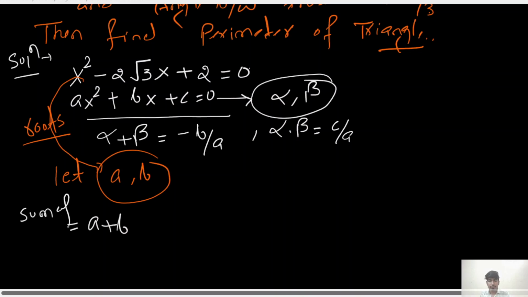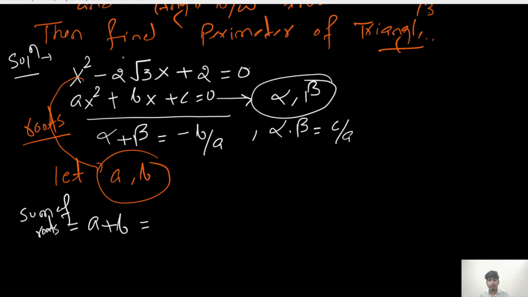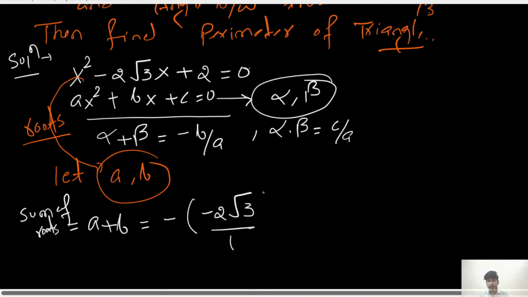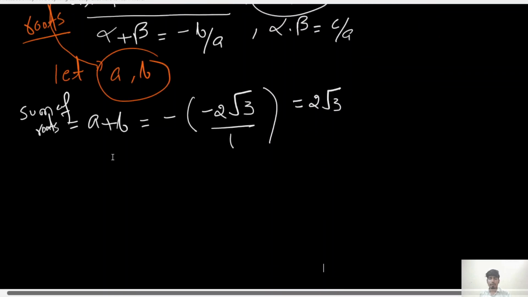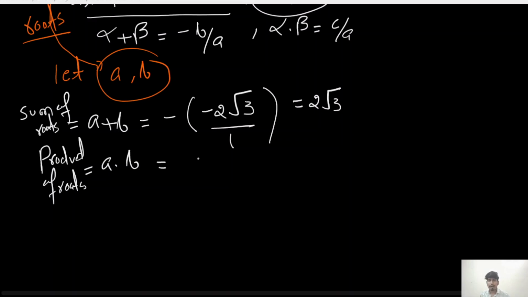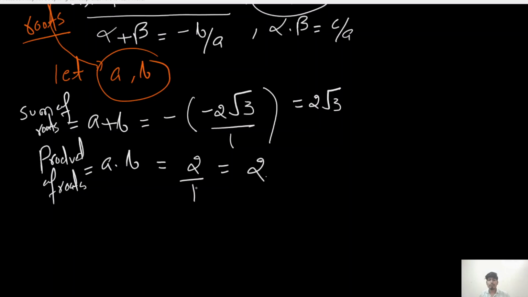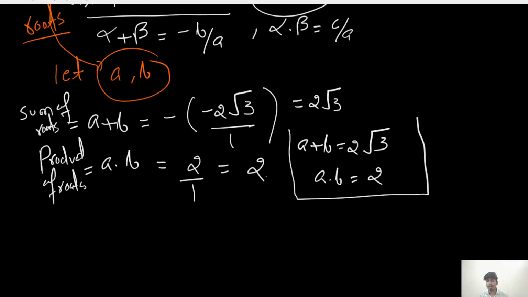The sum of roots is a plus b, and a plus b is minus b upon a, which here gives 2 root 3. Similarly, for the product of roots, ab is c upon a, and here c is 2, so 2 upon 1 is 2. Okay, students, what we get: a plus b is 2 root 3, and a into b is 2.